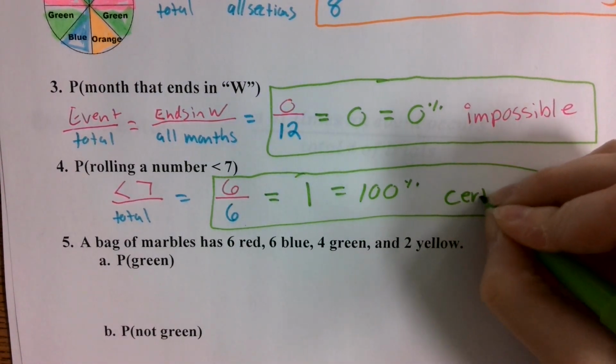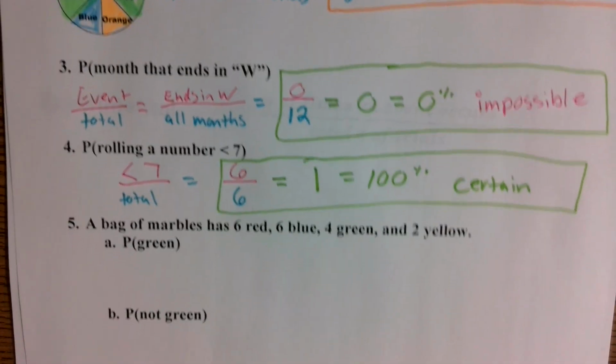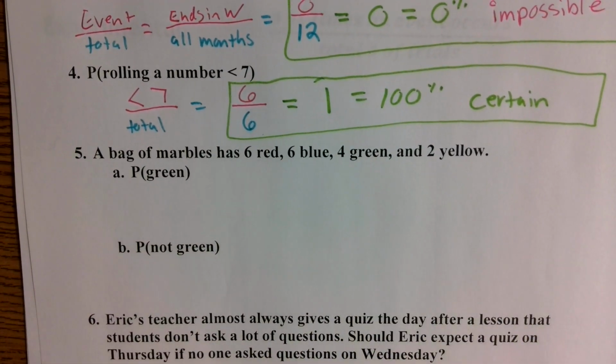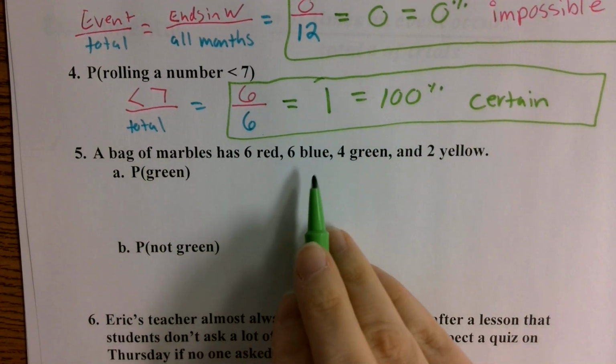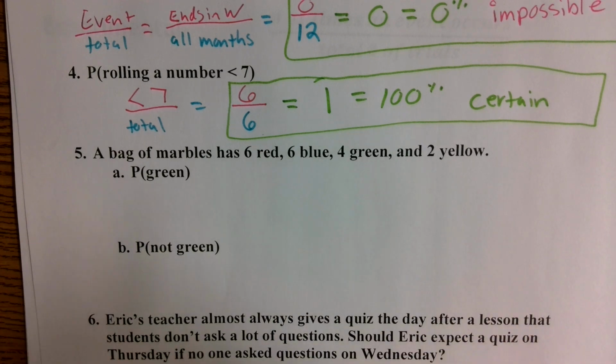Certain. This is certain to happen. All right, number 5. We've got a bag of marbles. There's 6 red, 6 blue, 4 green, and 2 yellow. I want the probability of green.